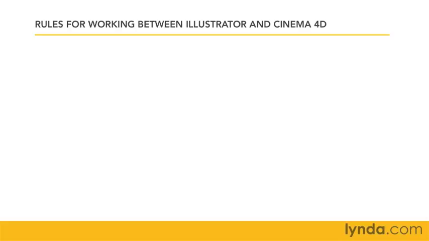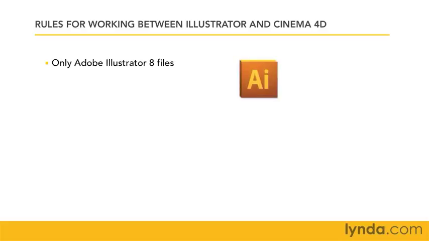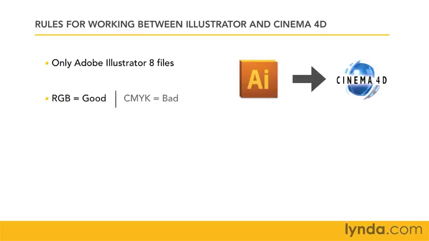And the process for creating Illustrator files is really straightforward, as long as you follow some simple rules. The first up is that you can only use Adobe Illustrator 8 files. Cinema 4D has to work with this older file format in order to get the path information into Cinema 4D. RGB files are good, CMYK files are bad. Cinema 4D cannot open a CMYK file, so you have to work in RGB color space.